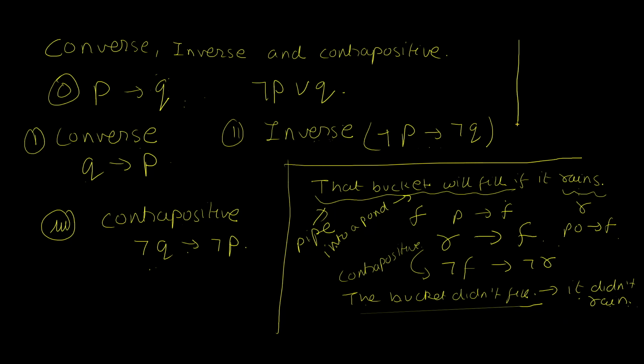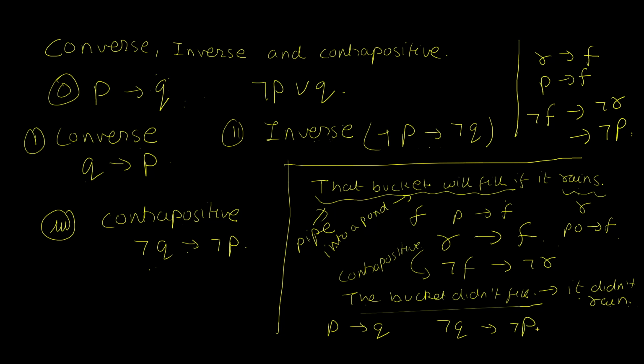So you'll see that my original statement was rain implies fill, but being dropped into a pond also implies fill. Therefore, not being filled will imply that it did not rain, and it will also simultaneously imply that it did not fall into a pond. This is extremely important to know. Whenever P implies Q is true, or whatever truth value this has, not Q implies not P will have the same truth value. But if I just consider the inverse, not P implies not Q, it is like saying that the bucket will not fill if it doesn't rain. And that is false because it could get filled by other reasons, including the pipe and the pond.